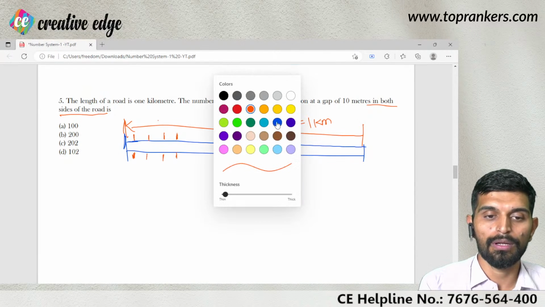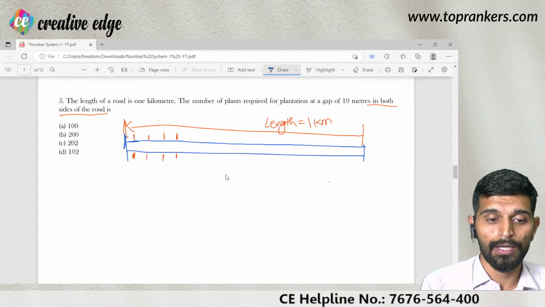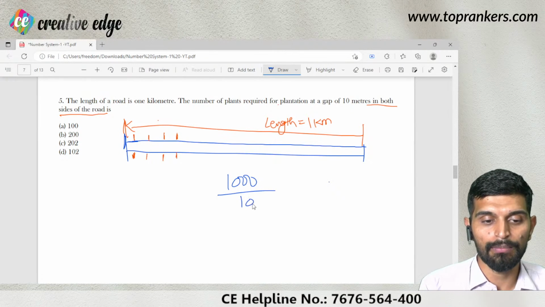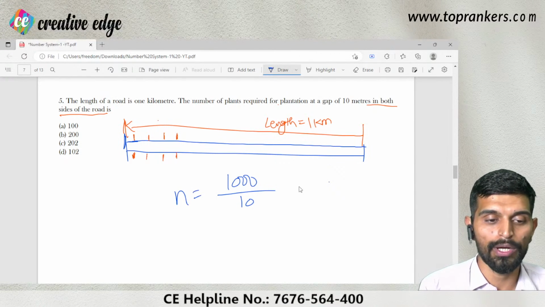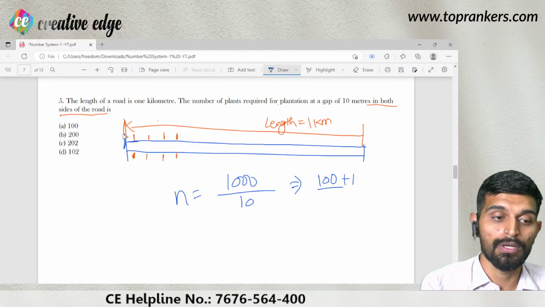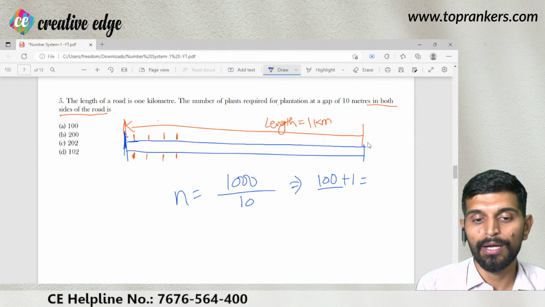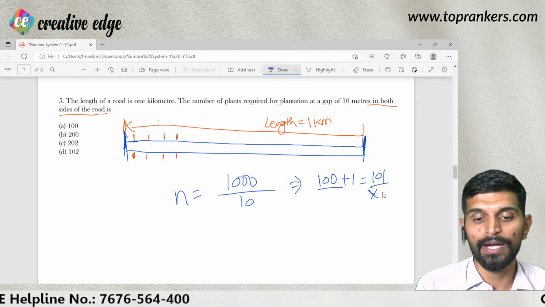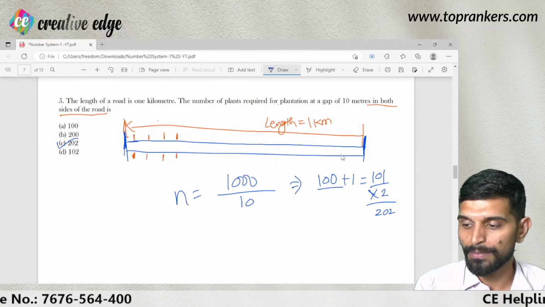So let us calculate for one side, then multiply it by 2, right? So for one side that is 1000 meters, and after a gap of every 10 meters we are going to keep a tree. So the number of trees required on one side will be 100. No, not 100, plus 1, because the very first will be at the reference line, right? So that also should be counted, and the very last will be at the other reference line. So 101 on one side, and we need to plant on both sides, so that will be 202. So the answer to this one is option C.